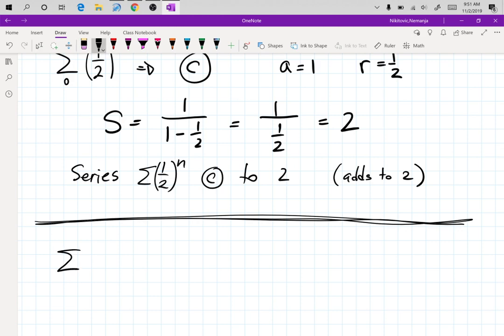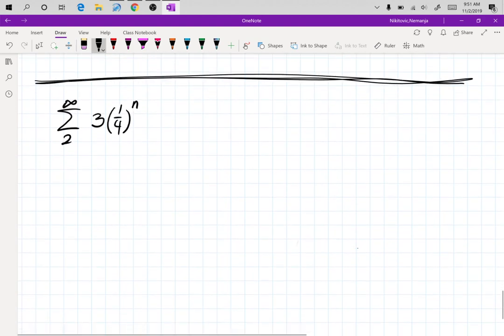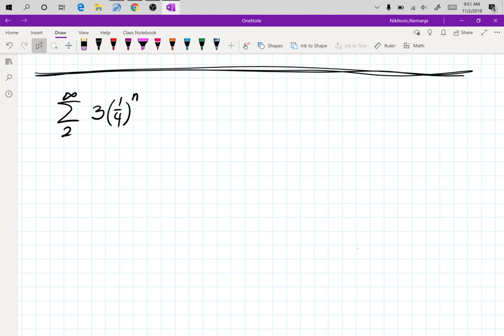Summation from 2 to infinity of 3 times (1/4) to the n. What can we notice on this problem? You start at 2 to infinity, that's not at 0. Started at 2, not at 0. Good eyes. Does that matter? No.